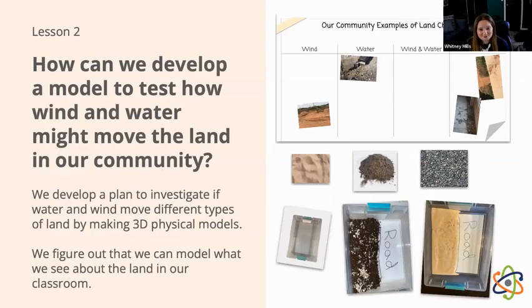So in lesson 2, we all get to come back together and we share some amazing examples of wind and water possibly changing the shape of land. And you'll notice we have a not sure column over there because I don't know that some of these. Maybe it was wind, maybe it was water. We're going to have to figure out more about this in order to determine how land might be moving in our community. So okay, we don't know how this is happening, but we said we wanted to actually try and move this in our classrooms.